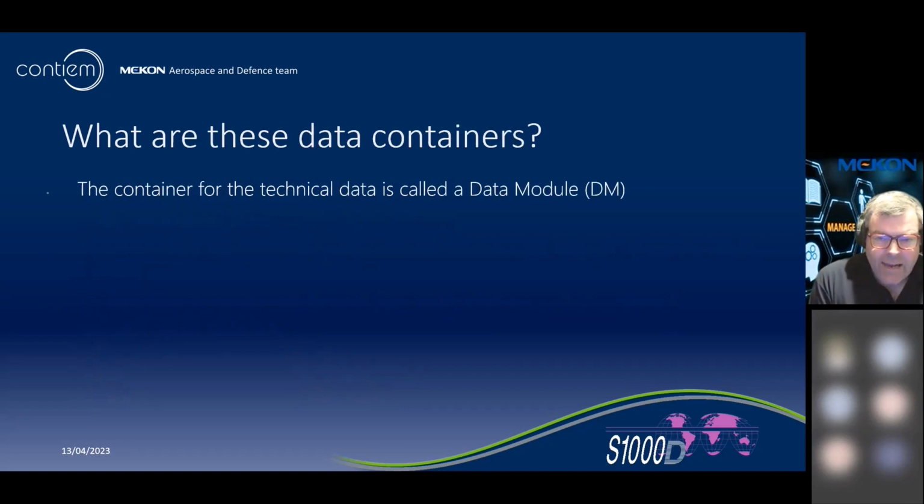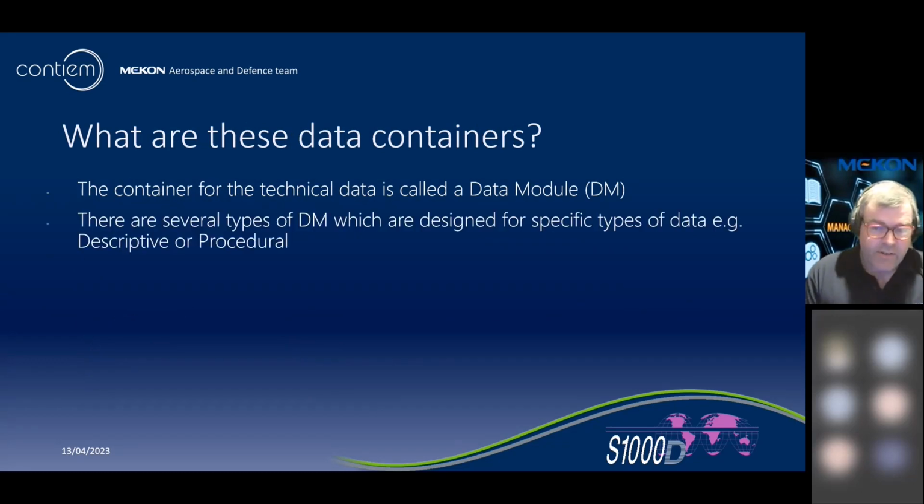These data containers are known as data modules. And what S1000D does is it provides lots of different types of data module, depending what the type of content is going to be. The main two that you will come across are descriptive and procedural, and they are pretty much as it sounds. A descriptive data module will contain a description of the item that you're writing about. A procedural data module will contain some kind of procedural steps to carry out some form of action. That might be a maintenance action, a removal or an installation action or a test or whatever. And generally the procedural one will have a series of steps written into it.